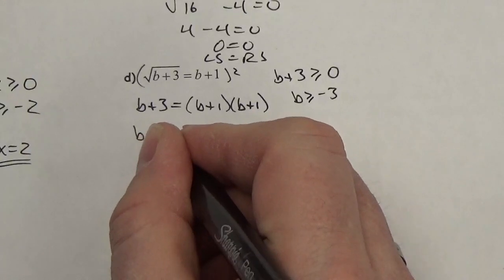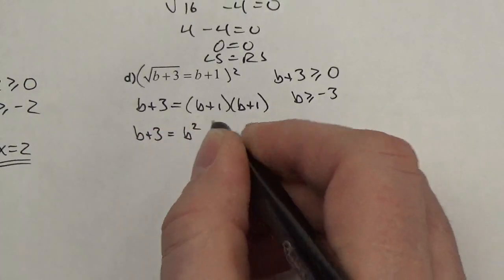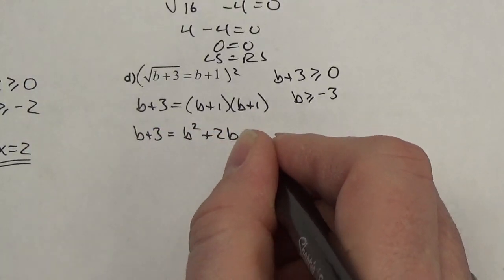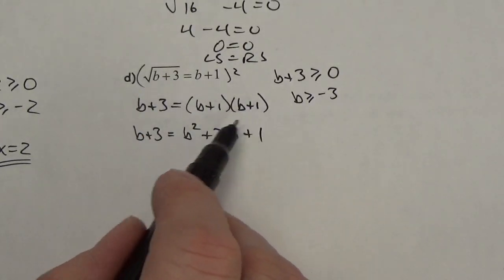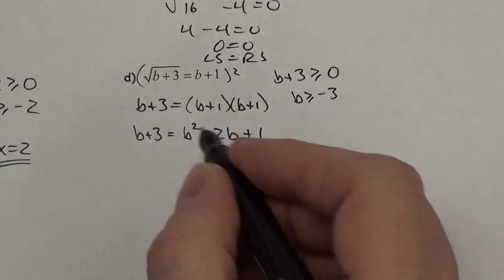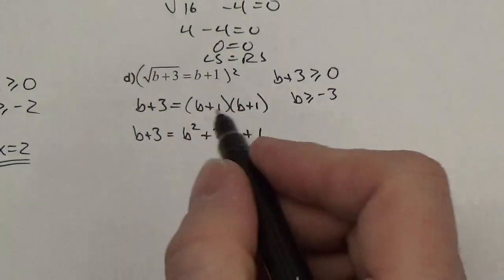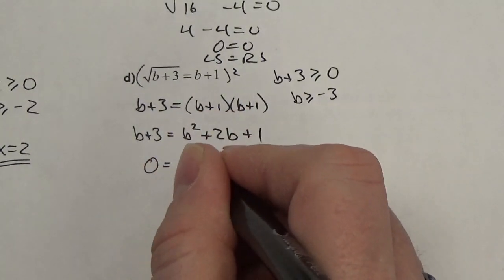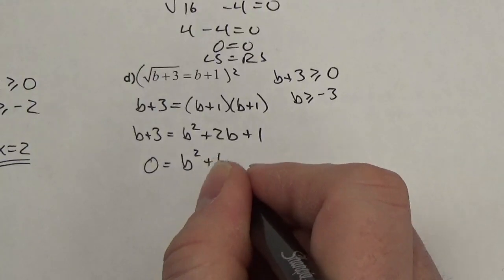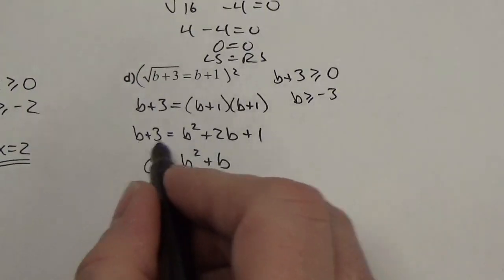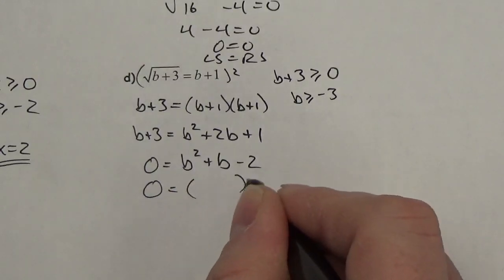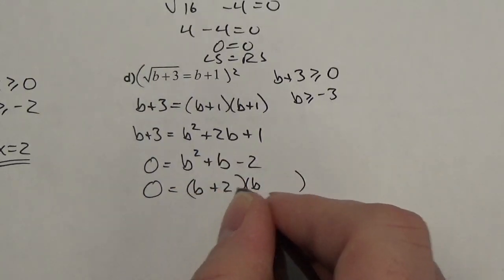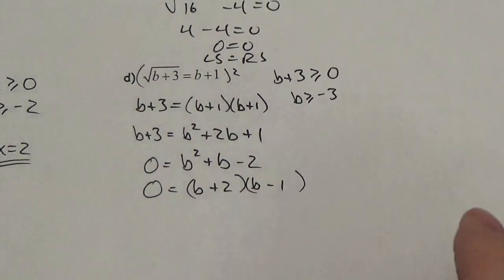So I get b plus 3 is going to equal b squared plus 2b plus 1. And that comes from distributing this b to both those terms. It's from distributing the 1 to both those terms. Now bring the b plus 3 over, and we get b squared plus b. I'll subtract a b from both sides, and I'll subtract the 3, so minus 2. Now this is just a quadratic, so I'm going to factor that. And what am I going to get here? It's going to be b plus 2, b minus 1.